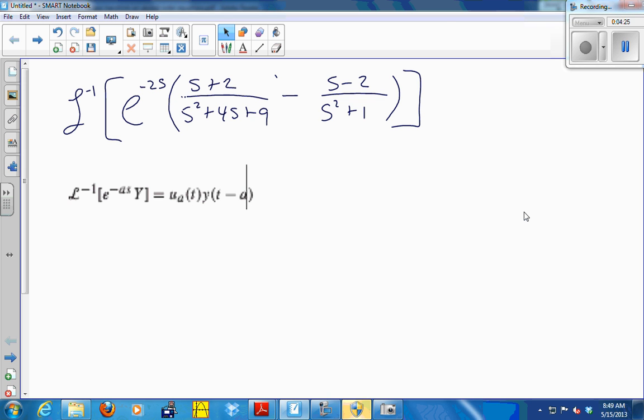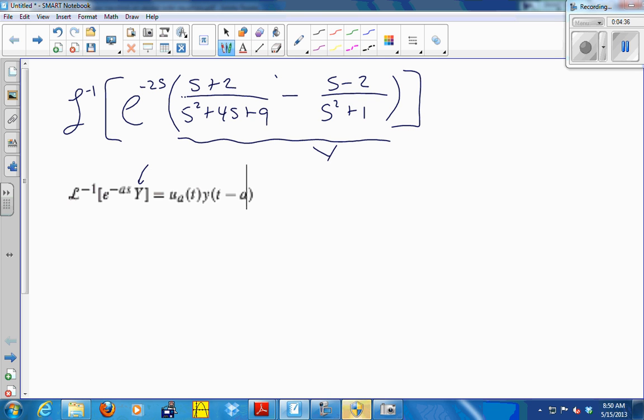All right, so inverse Laplace of e to the negative as times y, right? So this is e to the negative 2s. This whole thing will be my y. So it's going to be the Heaviside function u2, and then times the inverse Laplace of all of that evaluated at t minus a instead of just t.